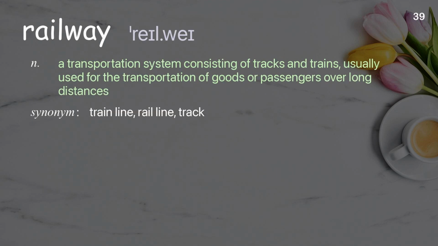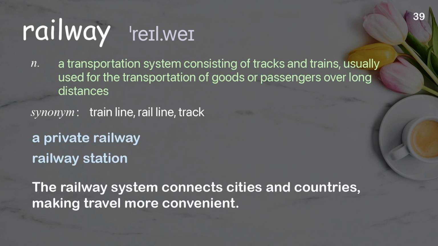Railway. A transportation system consisting of tracks and trains, usually used for the transportation of goods or passengers over long distances. Examples: A private railway. Railway station. The railway system connects cities and countries, making travel more convenient.